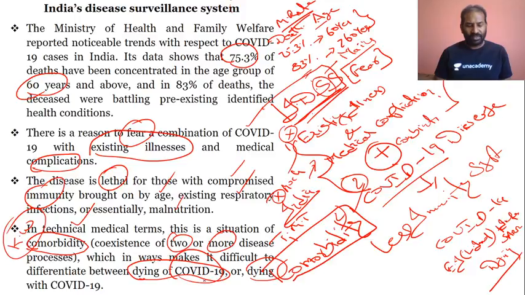That is very important. From a mains point of view, we have to differentiate, and it is difficult to differentiate between dying of COVID-19 and dying with COVID-19, in the entire country, especially India. Because of various diseases, existing illness and medical complications, we are dying of COVID-19, not only with COVID-19.